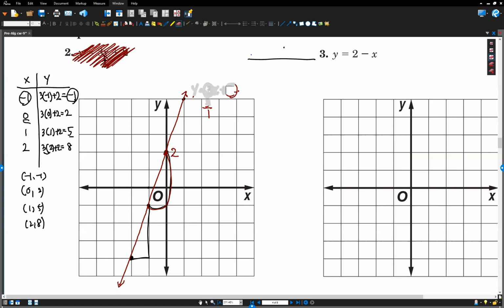I'm gonna delete this one. Now we have a graph over here that passes through this point, this point, this point. What is the equation of this graph? Find the equation of the line.